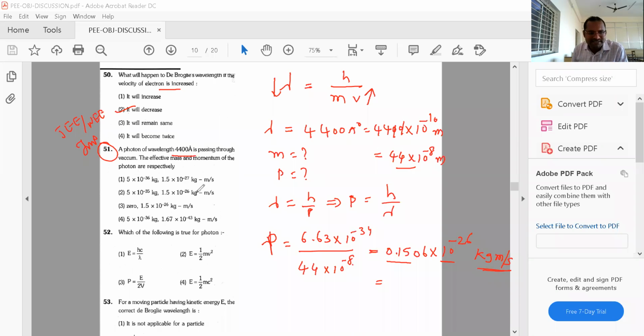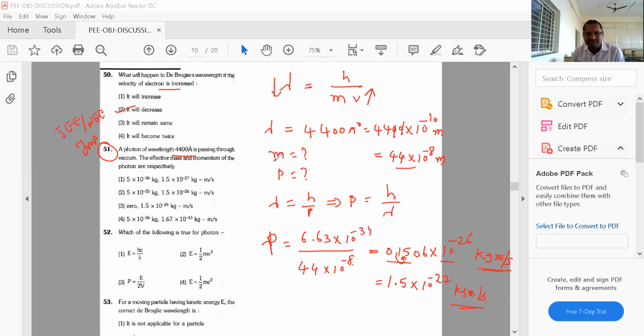Now the options. The option for momentum in kg meter per second is 1.5. So 0.15 means 1.5 if you move the decimal point one place, and it becomes 10 to the power of minus 27 kg meter per second. Momentum is this much. The momentum option is there, but we need to find the mass also, no?